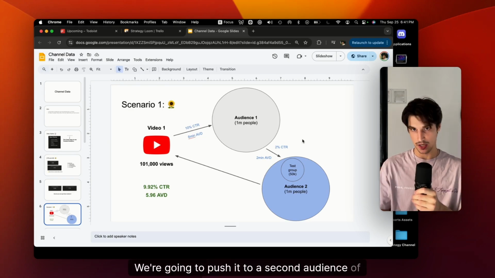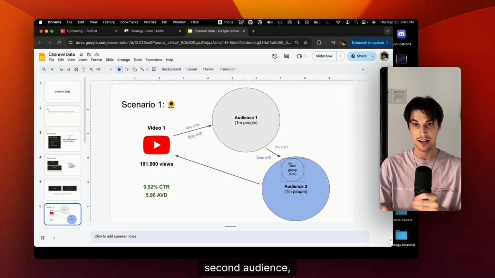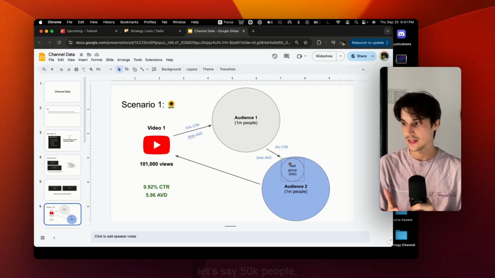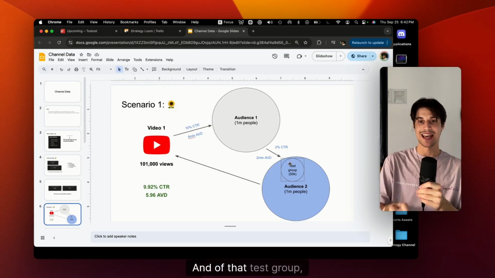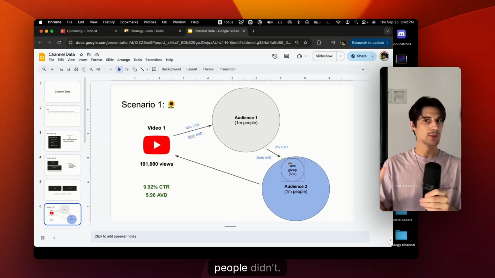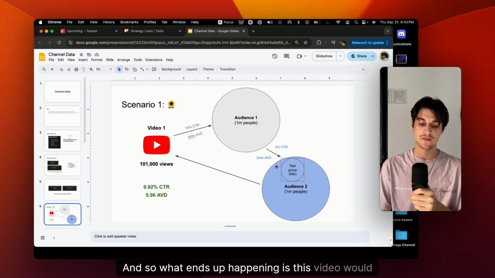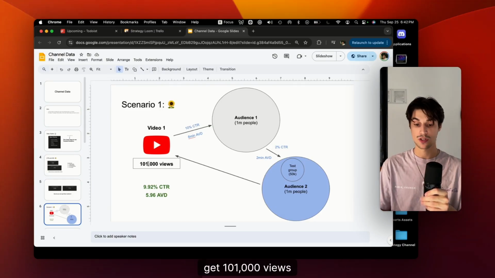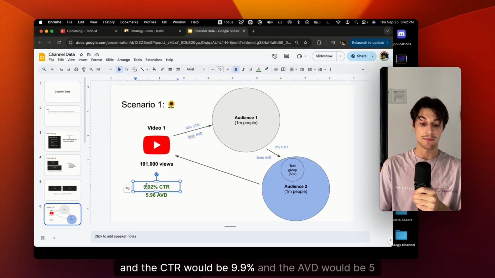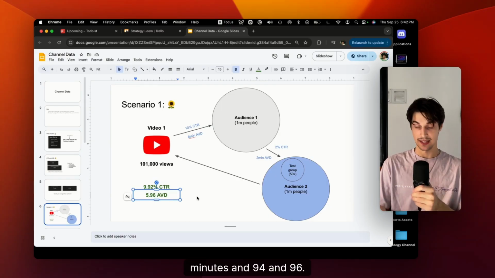We're going to push it to a second audience of people. And with a second audience of people, before it pushes it to all 1 million people in that second audience, it pushes it to a test group of, let's say, 50K people, right? And of that test group, only 2% of people click. And so YouTube is like, ooh, people really didn't like that. We're going to stop pushing this video. And so what ends up happening is this video would get 101,000 views, and the CTR would be 9.9%, and the AVD would be 5 minutes and 96, sorry.